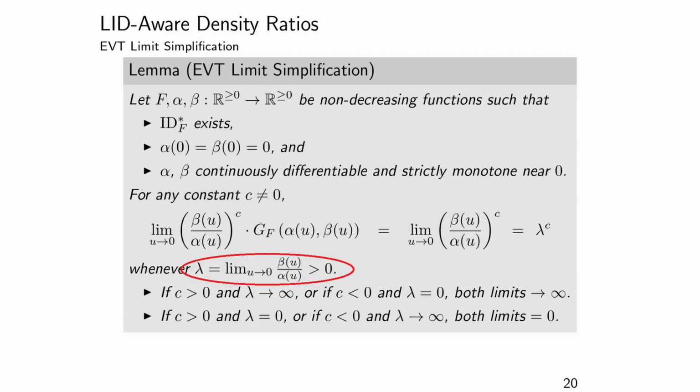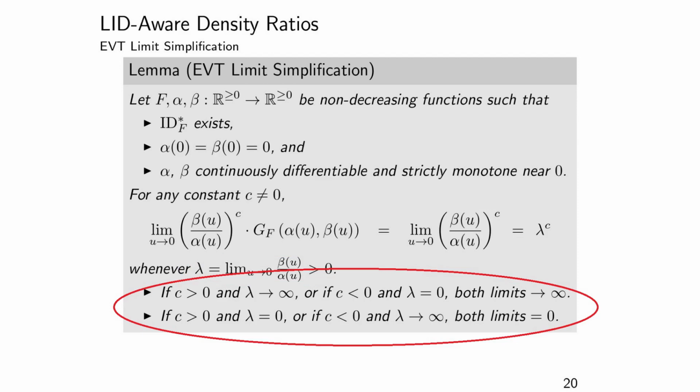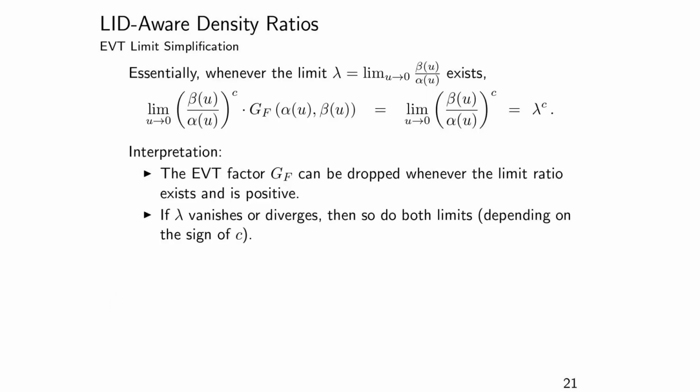that means we don't need to carry around this messy formalism from the original ID representation theorem. It divides out, or it disappears, whenever we're considering ratios of densities. So depending on whether c is positive or negative, and depending on whether this limit beta over alpha diverges or vanishes, we can say that the overall limit will either diverge or vanish depending on the cases shown at the bottom here. Then, summarizing, whenever the limit exists, we can drop the g.